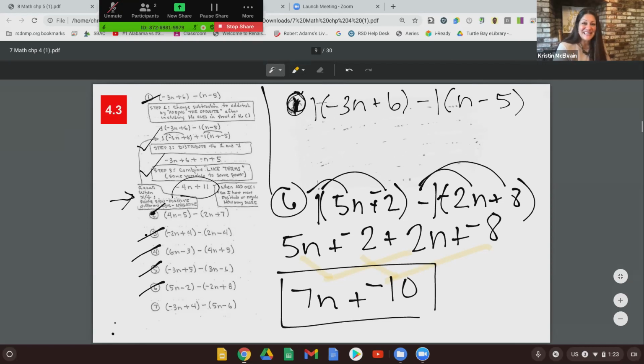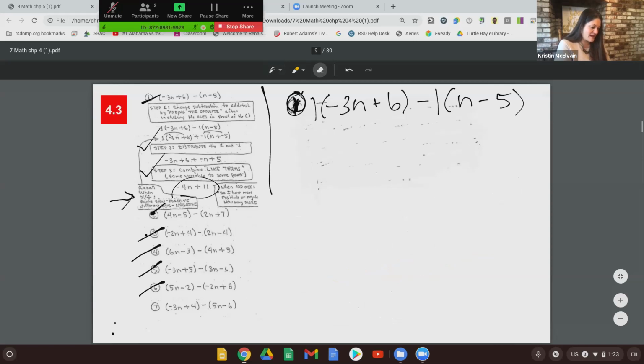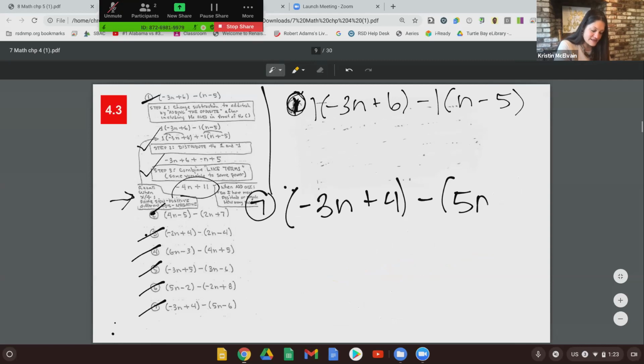All right, last one for this set. Okay. Number 7. Negative 3n plus 4 minus 5n minus 6. Add the opposite. 1 times negative 3n is negative 3n. 1 times 4 is 4.